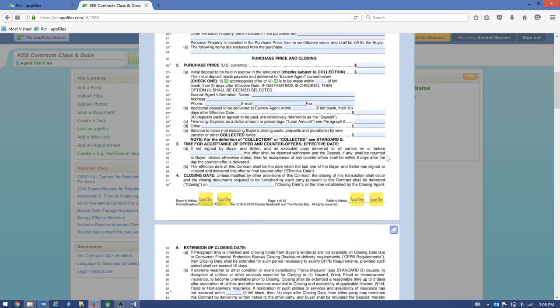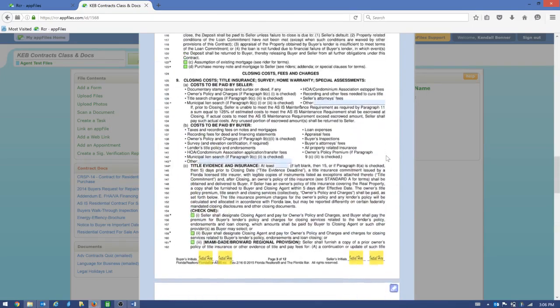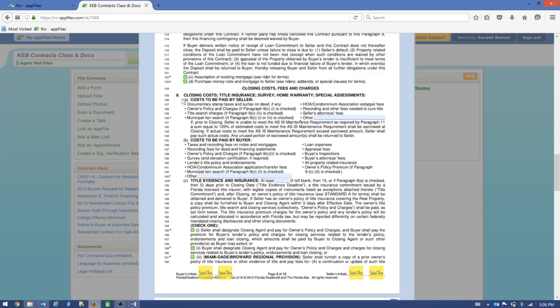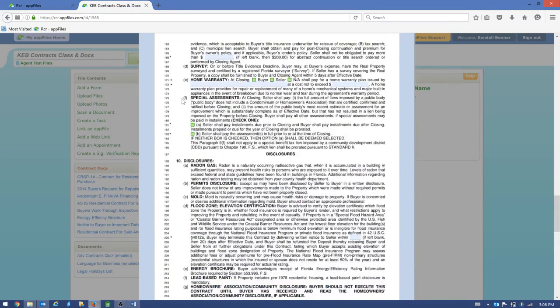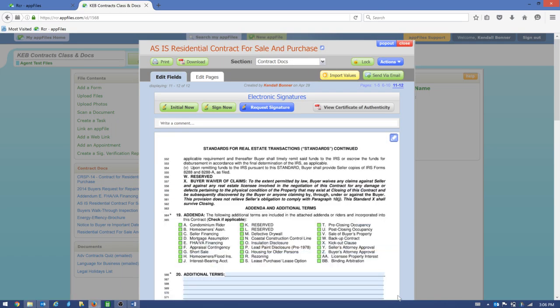Difference number 1 is paragraph 9. Paragraph 9 is different than the FAR Bar 4. The next difference is paragraph 12. Paragraph 12 is different in the as-is contract versus the FAR Bar 4. And then finally, the third difference is 18X, which is here, the buyer waiver of claims. Those are your 3 main differences between the FAR Bar 4 and the as-is contract. So what we're going to do today is focus on those 3 differences.